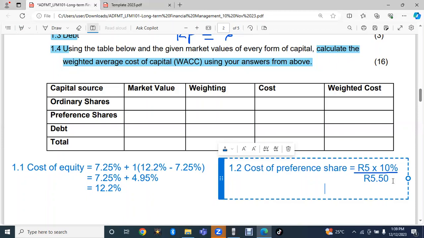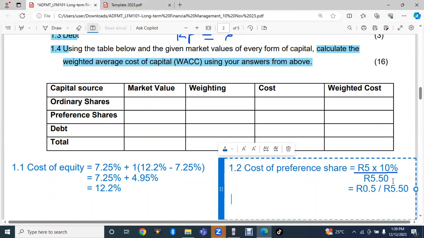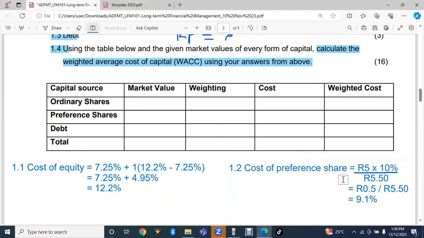Let us first work out the numerator. 5 rand times 10% is 50 cents. So we have 50 cents divided by 5 rand 50. Then we use the calculator: 50 cents divided by 5 rand 50, multiplied by 100 so that we get a percentage. On my calculator, I'm getting 9.1%. So 9.1% is the cost of preference share.